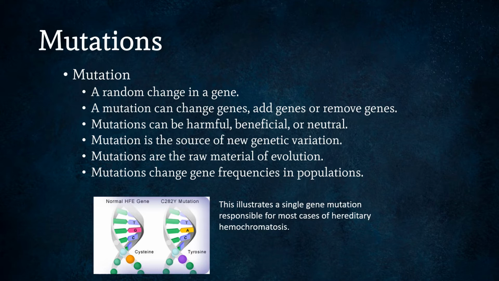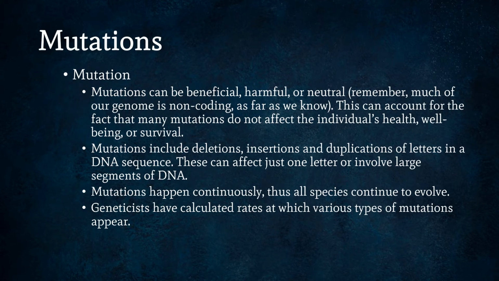This picture illustrates a single gene mutation responsible for most cases of hereditary hemochromatosis. So one gene mutation, one letter change in the genome, can even cause a disease. Sometimes just one tiny change can make a big difference. As I said earlier, mutations can be beneficial, harmful, or neutral. Remember, much of our genome is non-coding. It's kind of like junk, or it doesn't do anything that we know of. So the mutations that happen in these parts of our genes can act neutral, or even just act as markers, just neutral genetic baggage that we can use to trace relationships sometimes.